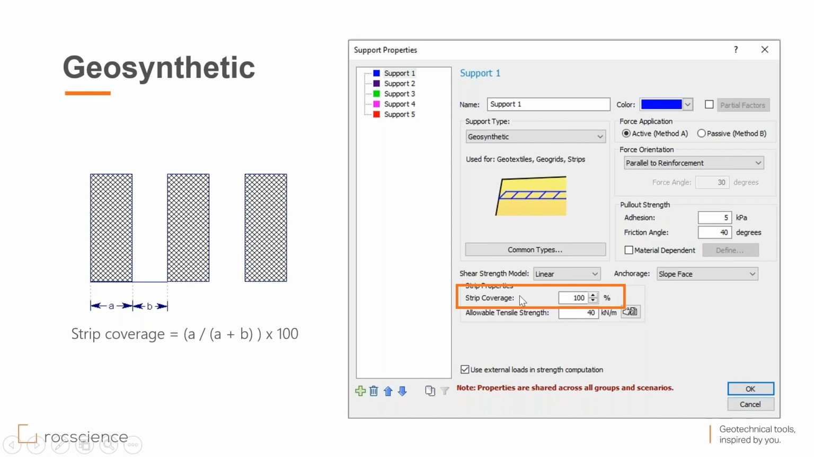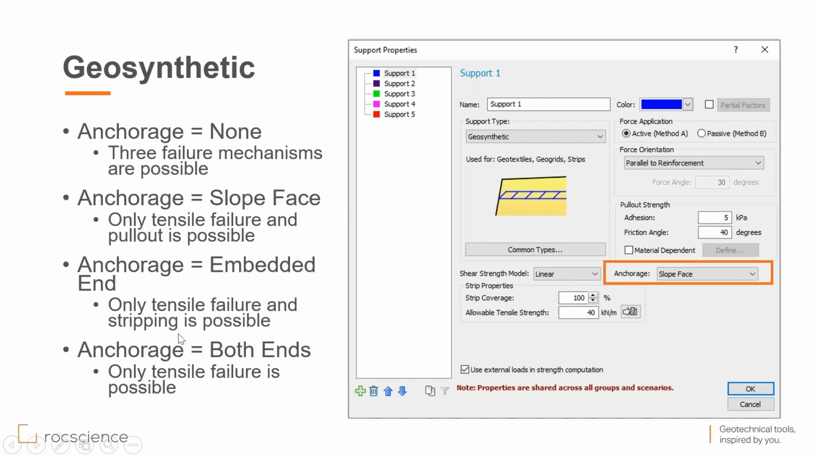Another input is anchorage. These are the 4 types of anchorages you can have: slope face, embedded end, both ends. This is how it's anchored to the slope, and how it's anchored determines which failure modes are considered.